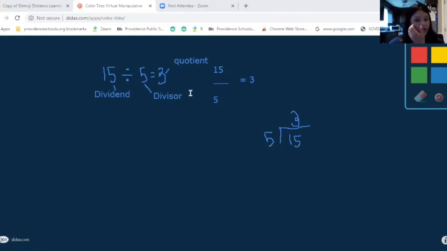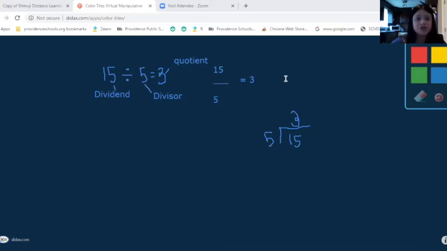So there are 3 important words for any different way that you solve a division problem. The dividend, which is the number you're dividing into. Your divisor is the number you're dividing by. And your quotient, which is your answer.